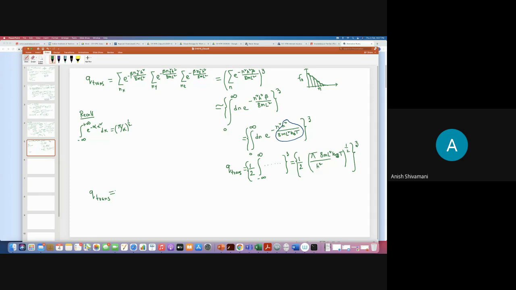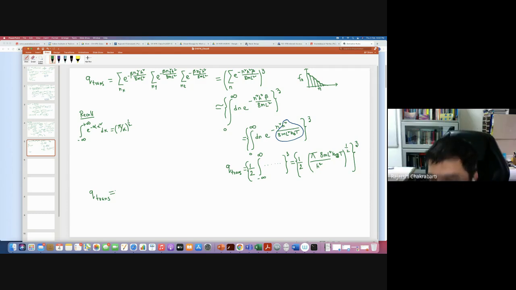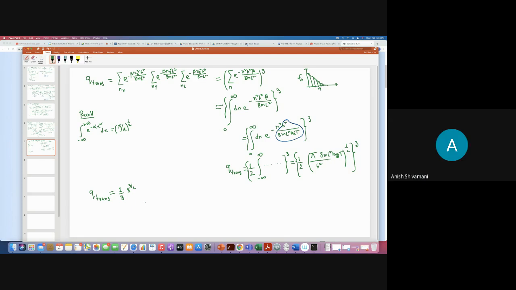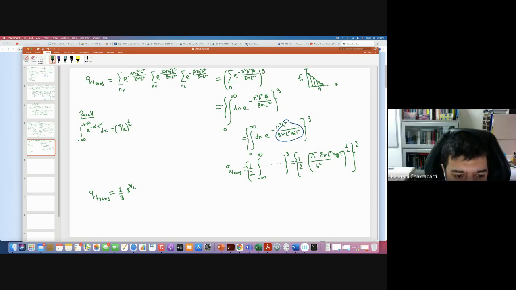Yes, I think it comes to 2 pi m L square kB T. I'll tell you, it is not very difficult. What you have here is 1 over 8 into 8 to the power 3 by 2. This is fine. And then L square and half will cancel, you'll have L cube. And then you have pi m kB T divided by h square whole to the power 3 by 2. This is what you have, no?